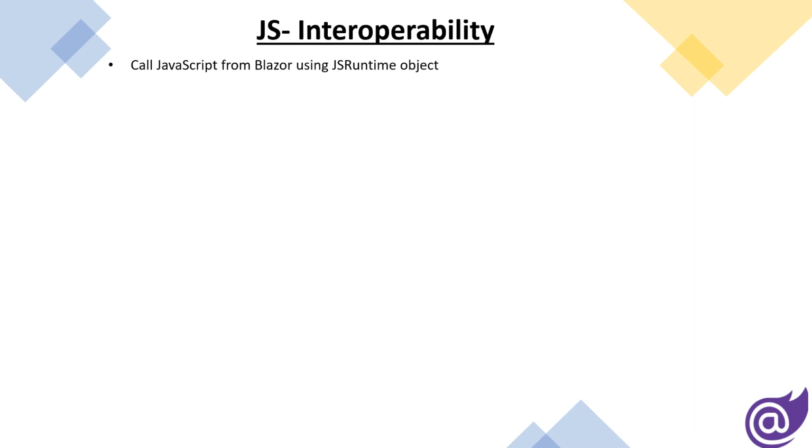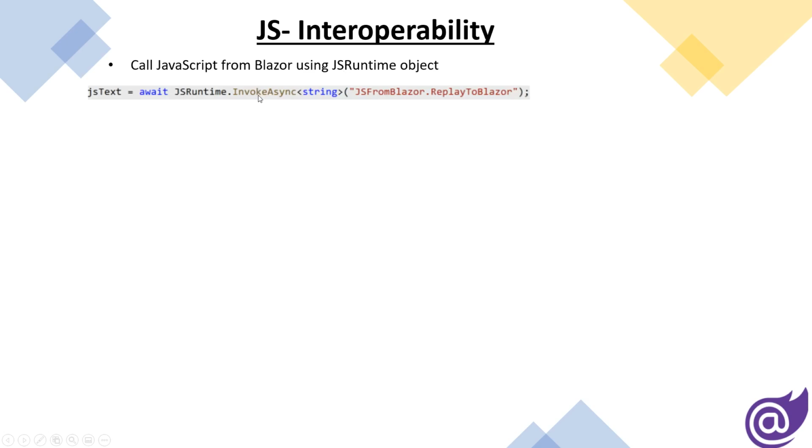JS. This is the last but one. There is one more feature, but I didn't prepare the slide. Okay, JS interoperability: how to call JavaScript from Blazor. So far we have seen how to debug the C# code from the Blazor app, but we didn't see how to call a JavaScript function. There is one more object, the JS runtime object. By using the JavaScript runtime, we can asynchronously invoke a JavaScript function.